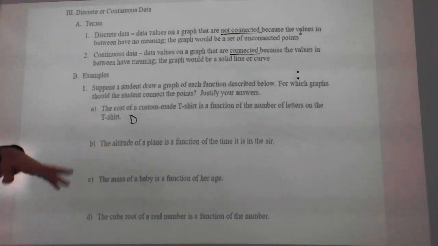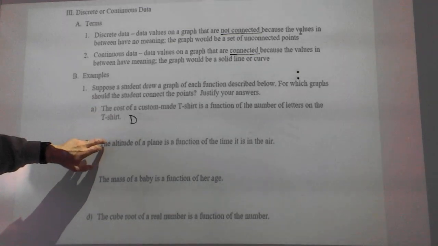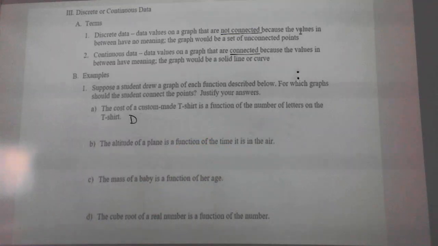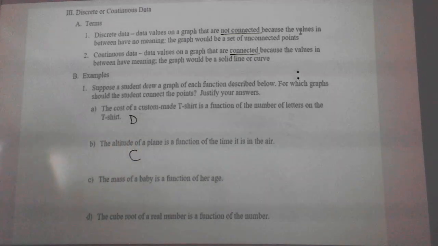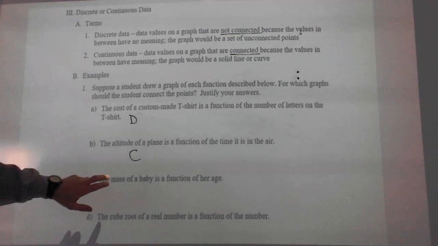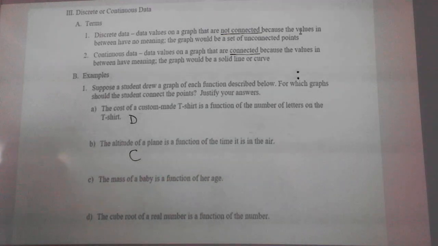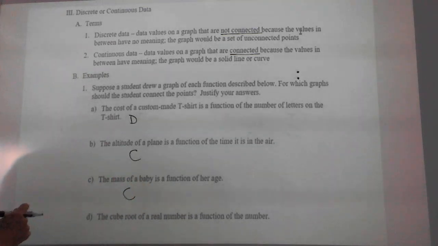Altitude, which again, remember, would be measured in meters or feet or kilometers, and time, which would be measured in seconds or minutes, that would be continuous, because you can have in-between values. You could have 1.4 kilometers or 1.5 kilometers. Okay? Mass of a baby and age, again, both of these are things that can be measured. So this would be continuous.